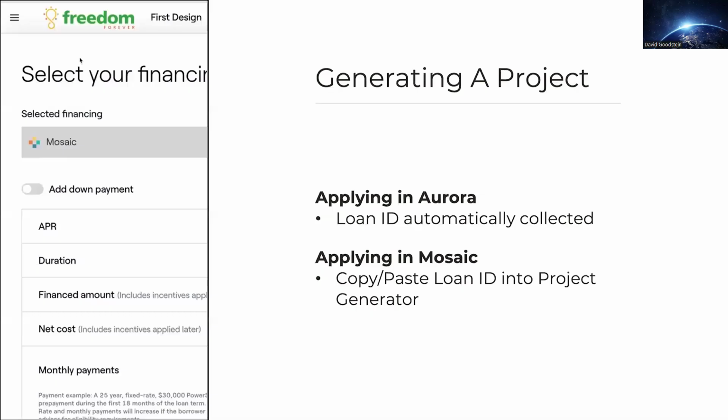Okay, so back over at the presentation, you can see from the live demo, when you complete the loan in Aurora and convert the project to Lightspeed, the loan ID automatically attaches to that project and loan documents are included in that DocuSign workflow. Now, if you completed the loan application in the Mosaic portal, not in Aurora, and have generated the project manually, you will need to copy and paste that loan ID into the project generator. So let's take a look at what that looks like.